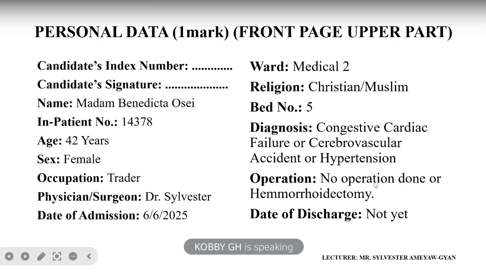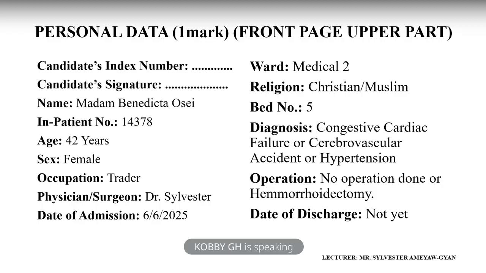So all the time, if you are going to a medical ward, the operation side, write no operation done. Don't write not applicable, please. Don't write nil. In fact, in a nursing care plan, there is no space where we write nil. Never. We don't have any column or any space where we write nil against it. Never. The date of discharge, you write not yet. The date of discharge, not yet. All the time.